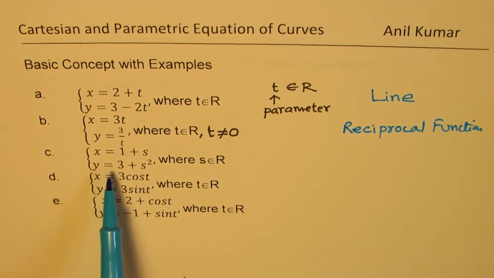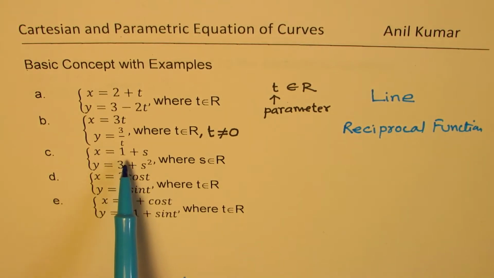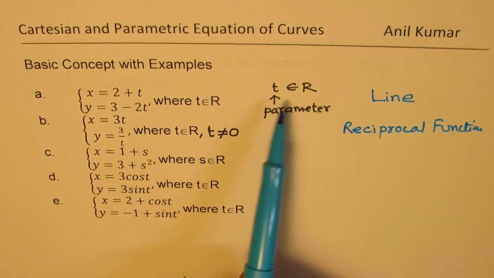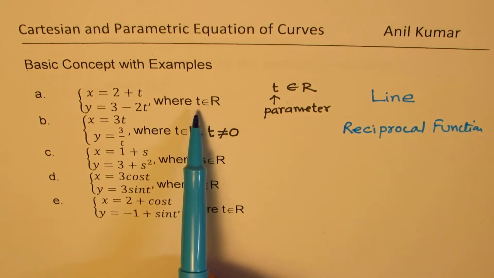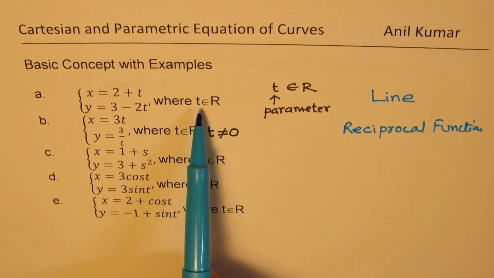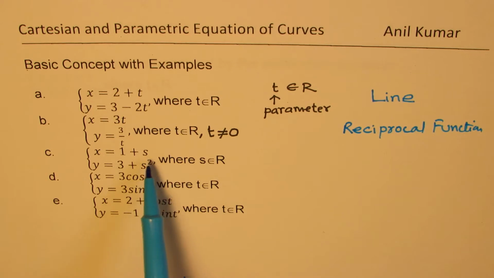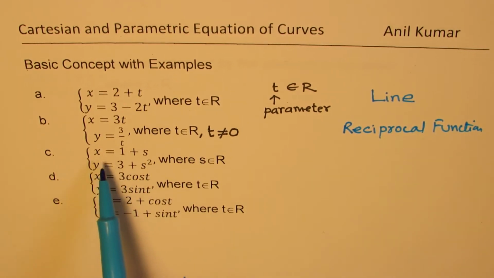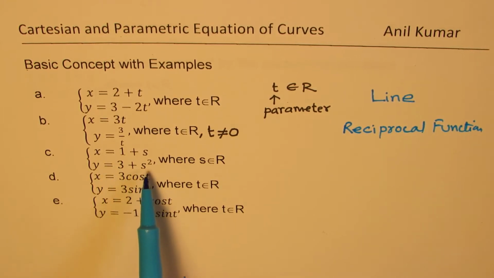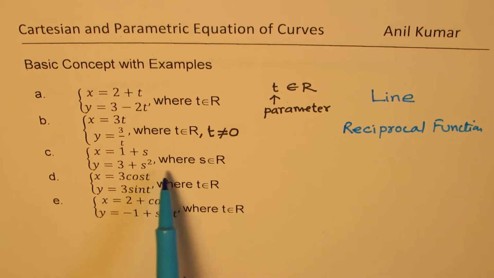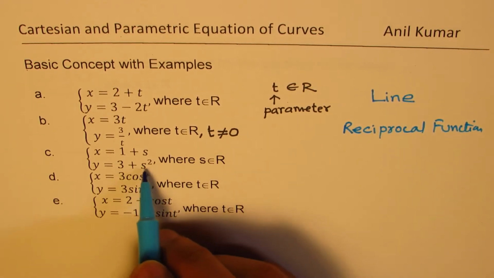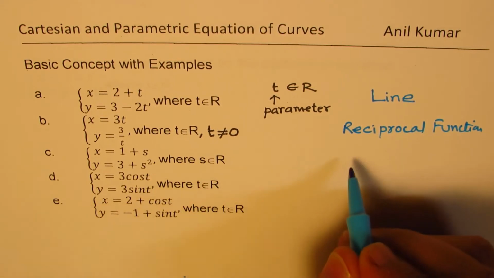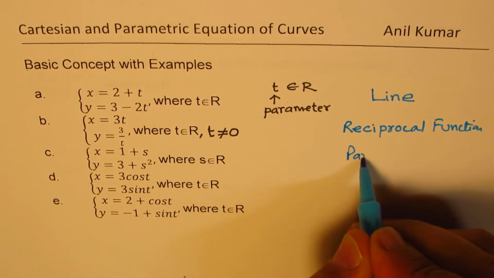Then we have one equation which is x equals 1 plus s. As far as the parameter is concerned, you could write t, you could write s, or any other alphabet, right? Most of the time we use s and t. So the third equation is x equals 1 plus s and y equals 3 plus s squared. Now that squared term gives you an idea that this could be a quadratic equation, or it could be sketched as a parabola.